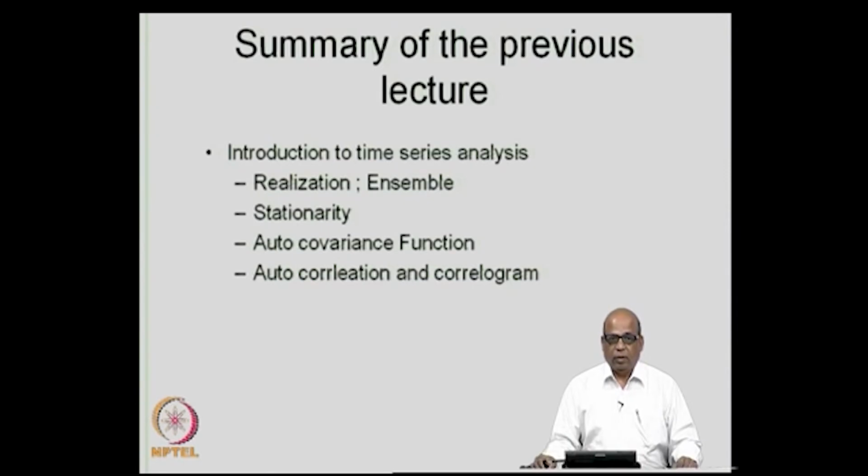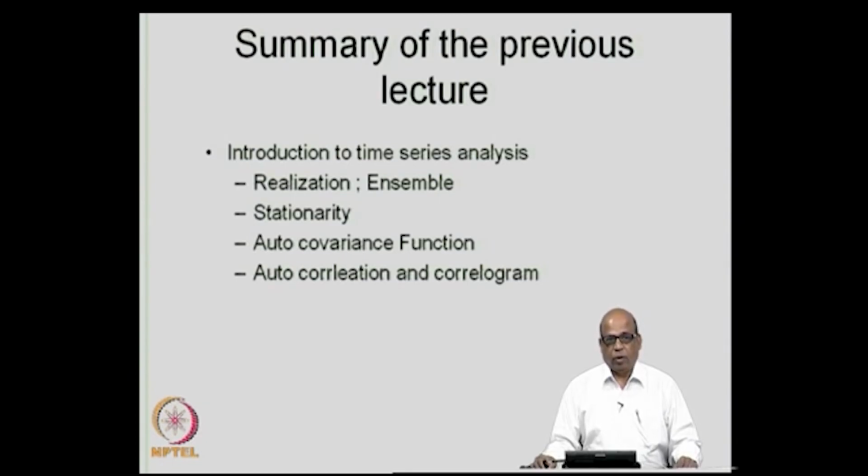For example, weak stationarity of order 1 indicates that the mean, which is the first moment, is the same at time t and t plus tau for all t. Similarly, weak stationarity of order 2 indicates that both the mean and the covariance are the same at time t and t plus tau for all t.